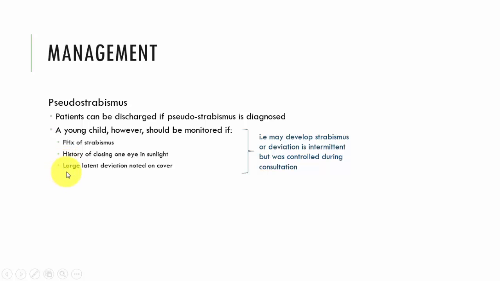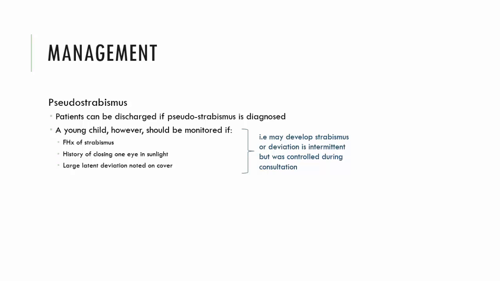And lastly, if you do a cover test and the patient's straight, but you see a large latent deviation, then it may be that there is an intermittent deviation there. That latent deviation breaks down to being manifest, so you want to monitor that patient as well. But generally, if you don't see any family history of strabismus and there are no other symptoms that make you think that this could be an intermittent deviation, you can safely discharge the patient.